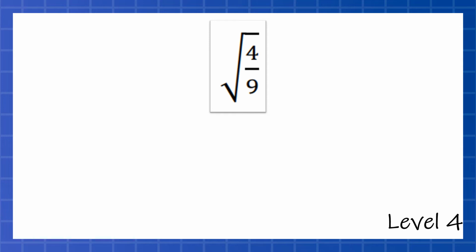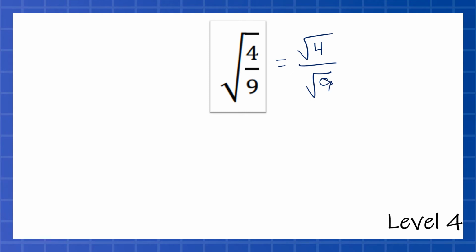Now, this time we have a fraction. And when we have a fraction, there's a few things we can do. We can try to simplify the fraction. Unfortunately, 4/9 doesn't simplify. The other thing we can do is treat it just like it was 2 square roots: the square root of 4 over the square root of 9. I'm getting ahead of myself. So we can split it into 2 square roots.